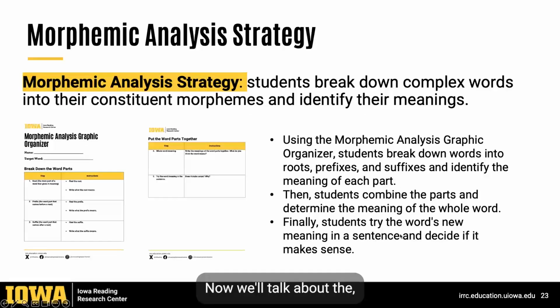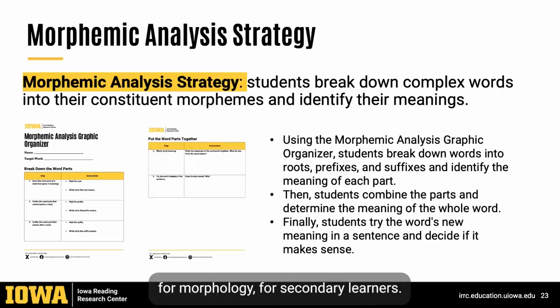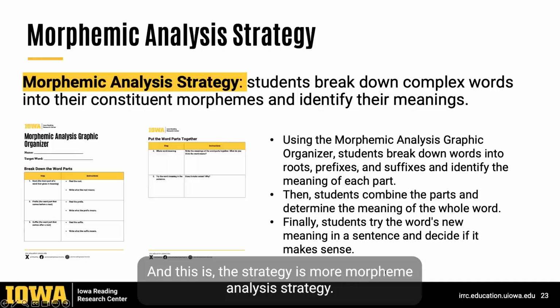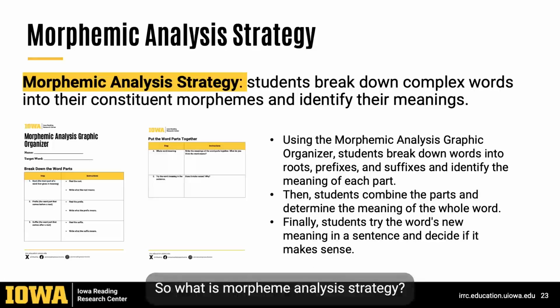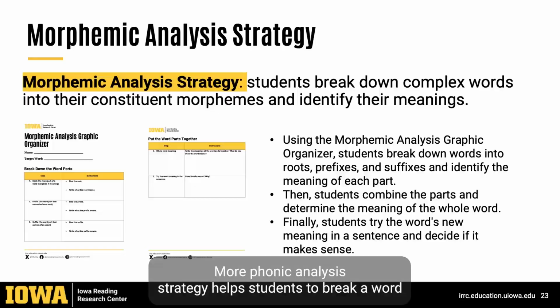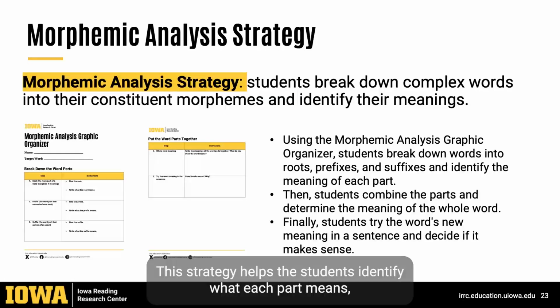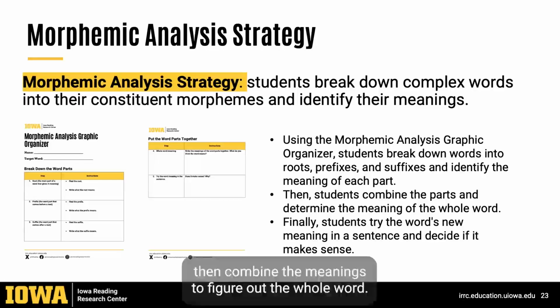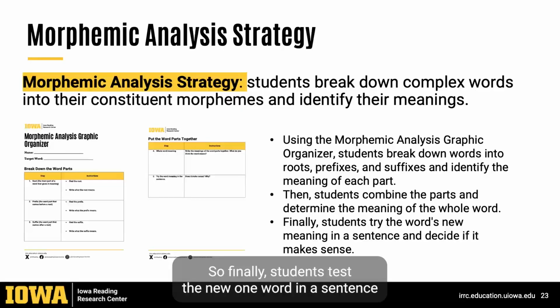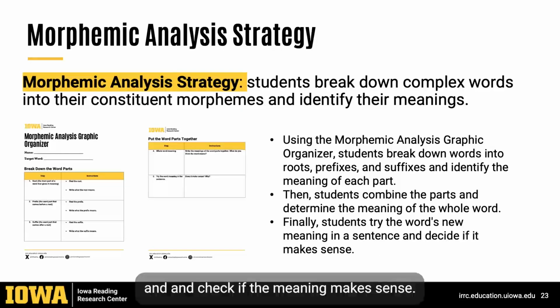Now we'll talk about a second strategy for morphology for secondary learners, and this strategy is the morphemic analysis strategy. So what is the morphemic analysis strategy? The morphemic analysis strategy helps students to break a word into roots, prefixes, and suffixes. This strategy helps the students identify what each part means, then combine the meanings to figure out the whole word. Finally, students test the new word in a sentence and check if the meaning makes sense.